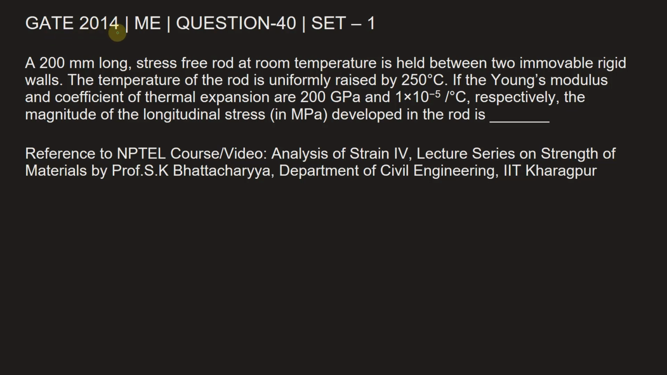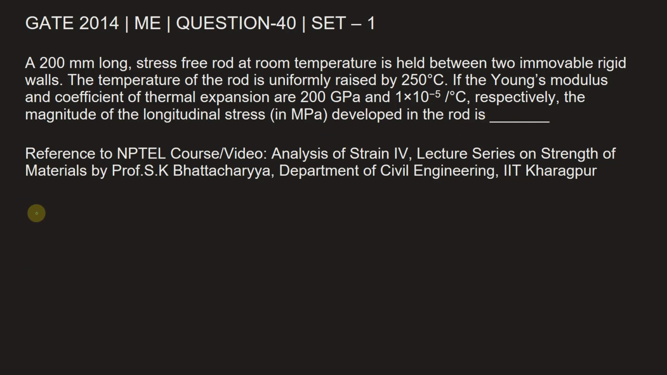This question is from GATE 2014 Mechanical Engineering Paper Set 1, question number 40. A 200 millimeters long stress-free rod at room temperature is held between two immovable rigid walls. The temperature of the rod is uniformly raised by 250 degrees Celsius. If the Young's modulus and coefficient of thermal expansion are 200 gigapascal and 1 into 10 to the power minus 5 per degree Celsius, respectively, the magnitude of longitudinal stress in megapascal developed in the rod is dash.